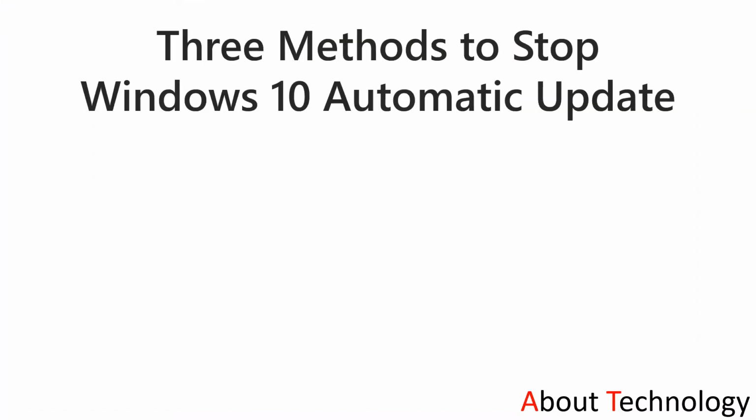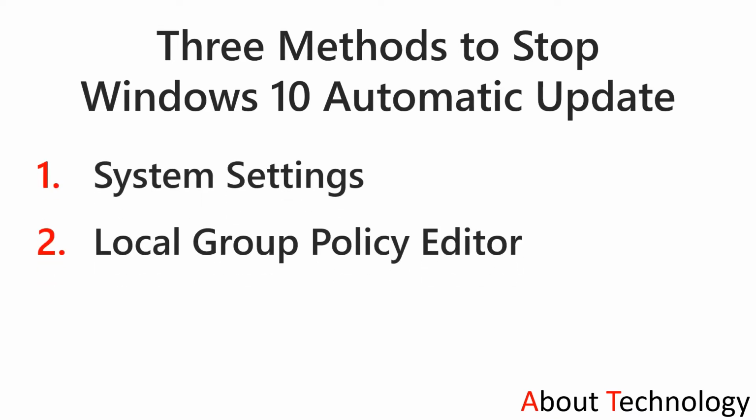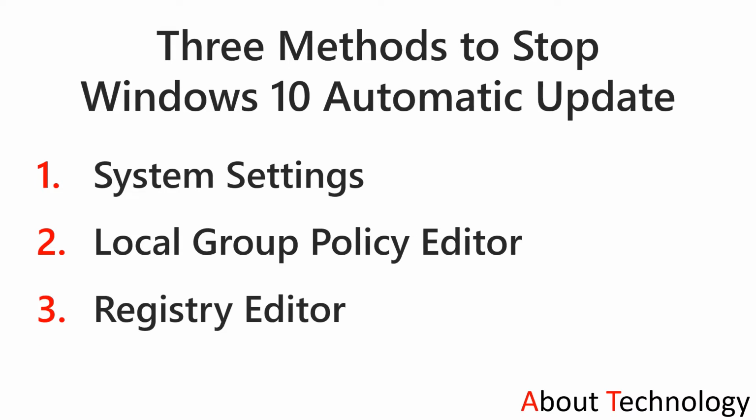The three methods that we are going to discuss to stop automatic updates are using system settings, using local group policy editor, and using registry editor. So now, let's start with the steps.